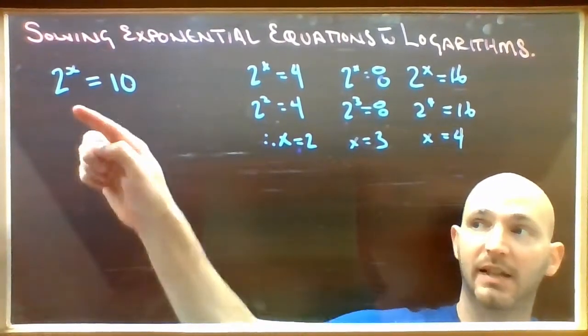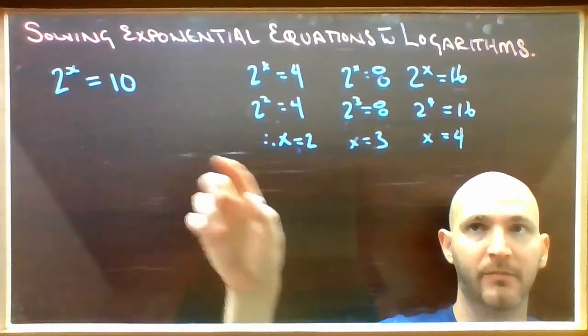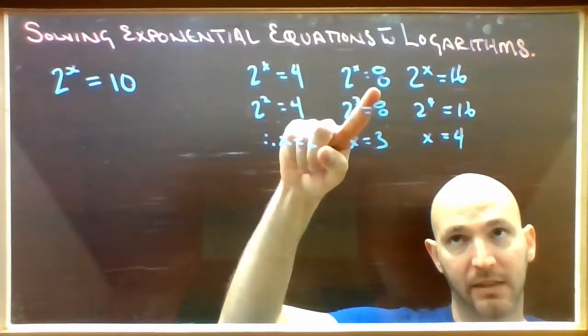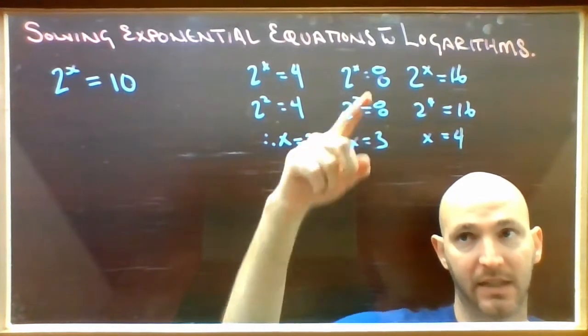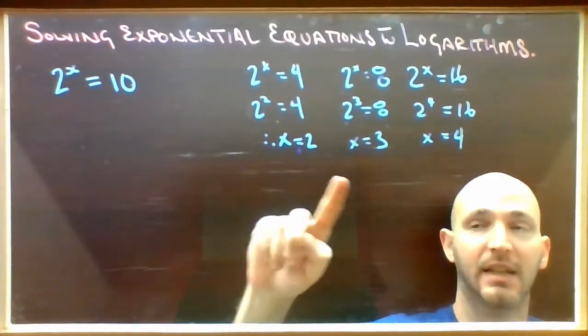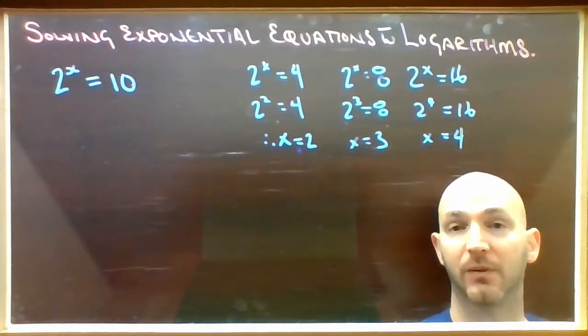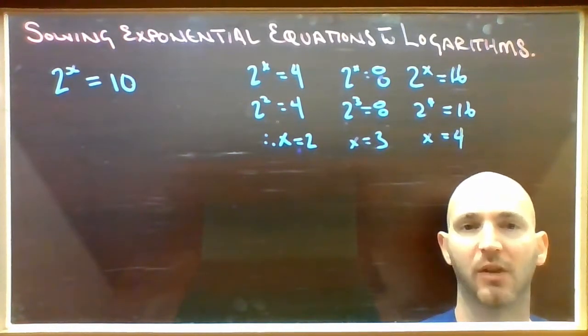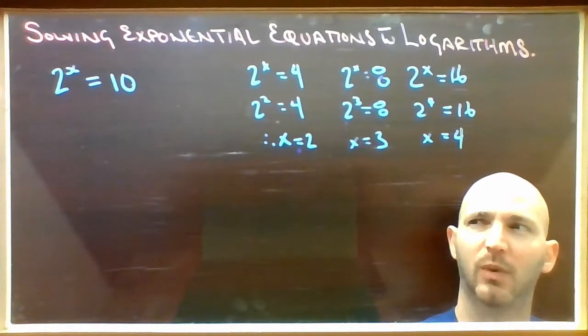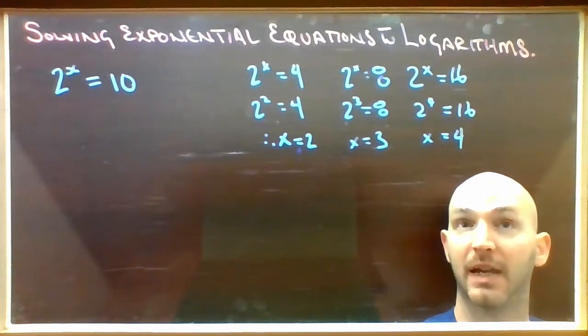But when 2 to the x is equal to 10, I have something between, like 10 is between 8 and 16. So this value for x has to be some number between 3 and 4. And it's going to be an irrational number. It's a horrendous, non-repeating decimal. So we're going to have to figure out how to make that work.